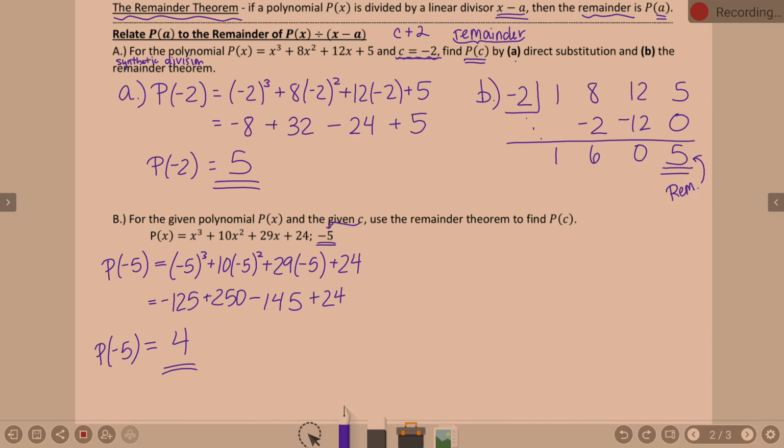Okay, if we check synthetic division real quick. What goes in the box? Negative 5. Next to the box? 1, 10, 29, 24. Do I need any placeholder zeros? Cube, squared, first, constant? Nope. Carry down the 1. Negative 5 times 1, negative 5. Add. 10 plus negative 5, 5. Multiply. Negative 5 times 5, negative 25. 29 plus negative 25, 4. Negative 5 times 4, negative 20. 24 plus negative 20, 4. Same remainder.